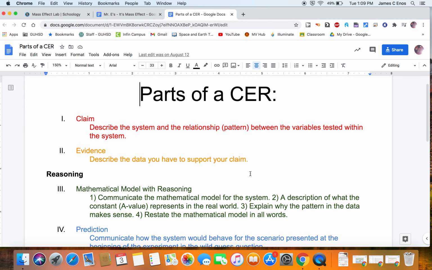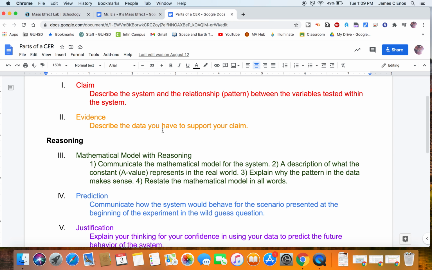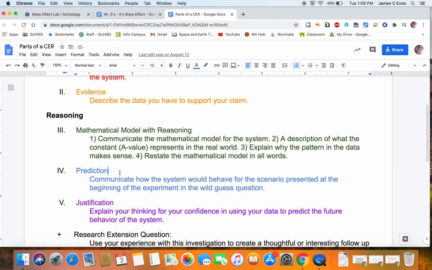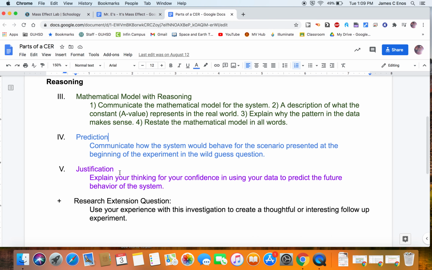This gets into the parts of a CER, talking about the claim, the evidence, and a mathematical model. For us, our mathematical model is going to be that F equals ma. The evidence is going to be your theoretical acceleration as well as the experimental acceleration. That experimental acceleration will be the data that you have to describe the relationship between the force and the acceleration on the object. We are to make a prediction. So we need to make some kind of prediction on what would happen to the system if we were to do some other type of force, some force that we did not necessarily test with respect to our system.